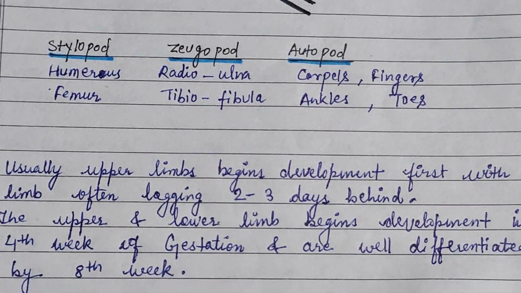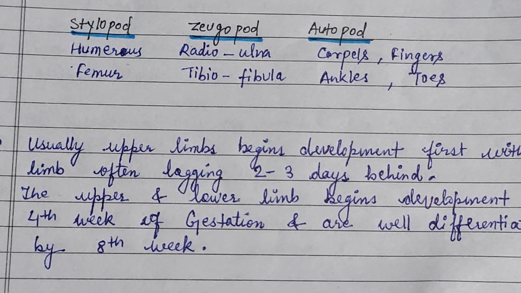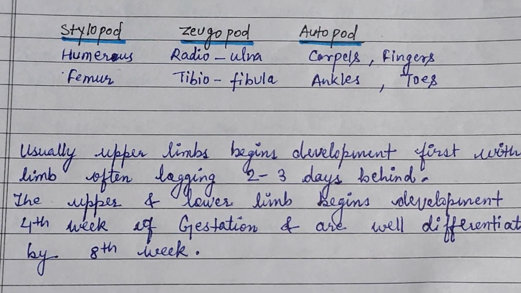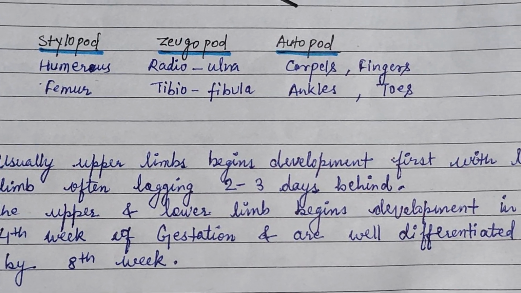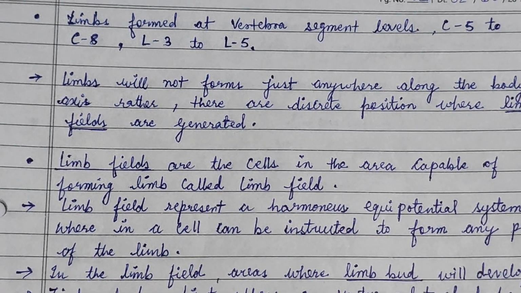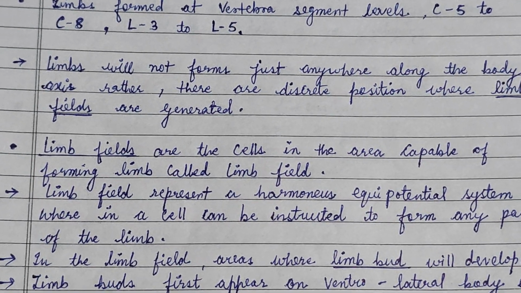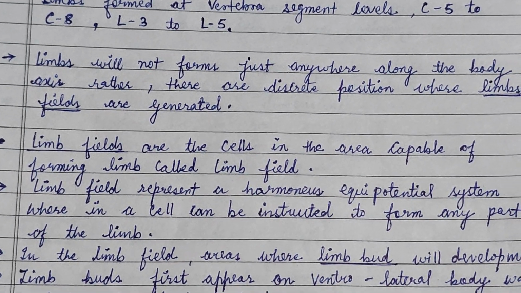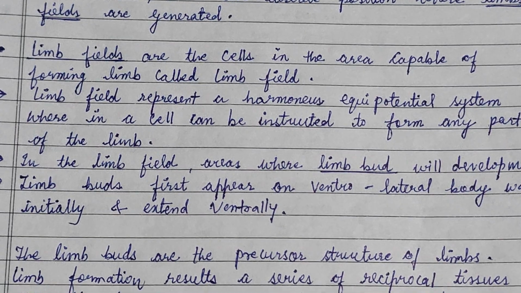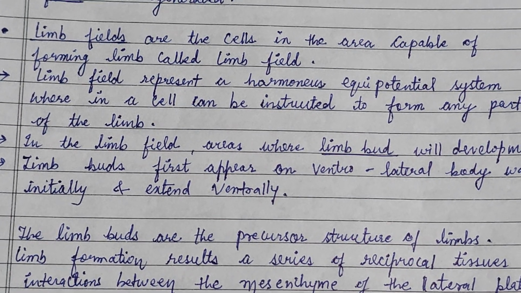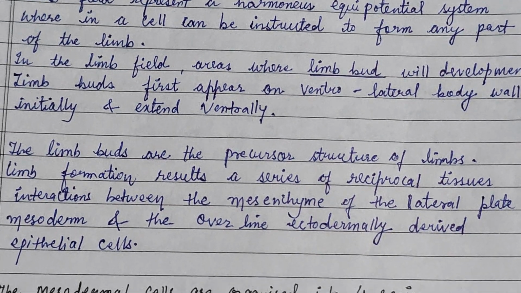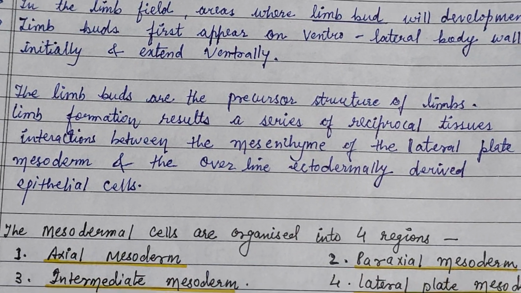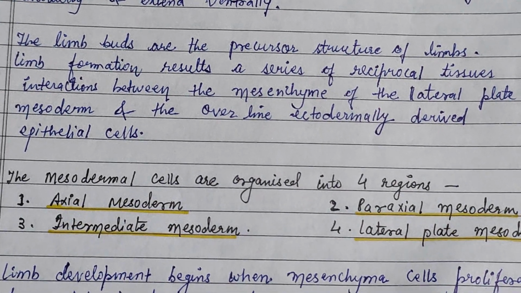Usually the upper limbs begin development first, with the lower limb often lagging 2 to 3 days behind, at the fourth week of the gestation period, and it is completed about the eighth week. In the area where limb formation takes place, first the limb fields are formed, then the limb buds are formed. Limb buds are the precursor structures of the limbs, and limb formation results from a series of reciprocal tissue interactions between the mesenchyme of the lateral plate mesoderm and the overlying ectodermally derived epithelial cells.